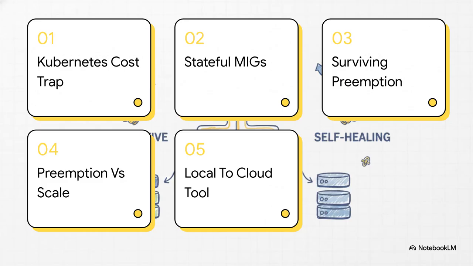Here is our roadmap for this explainer. First, the Kubernetes cost trap. Second, stateful MIGs to the rescue. Third, surviving spot VM preemption. Fourth, preemption versus scaling down. And fifth, the local to cloud toolkit.